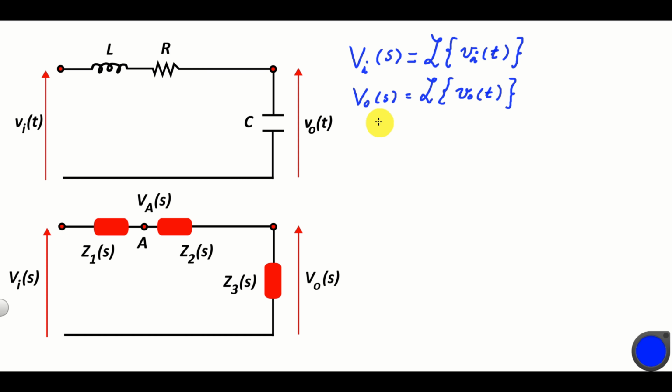Now we are ready to define the transfer function of this circuit. The transfer function of this circuit, denoted by W of S, is a ratio of the Laplace transform of the output voltage and the Laplace transform of the input voltage. That is Vo of S over Vi of S.